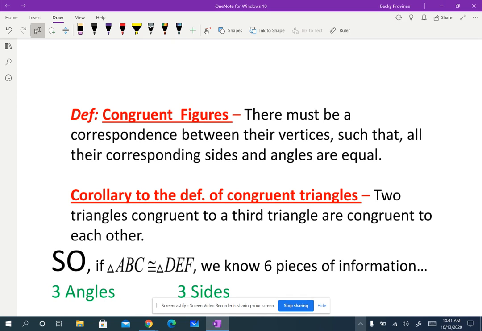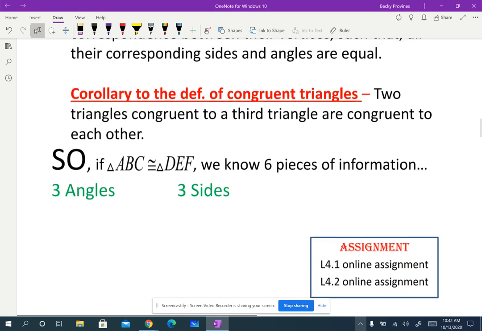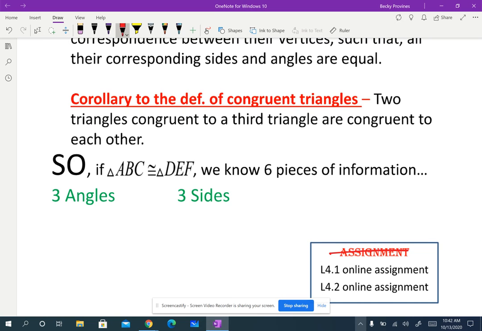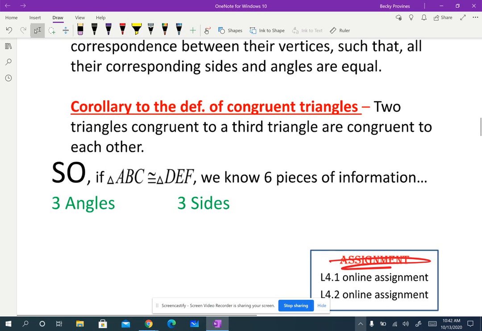All right, corollary to the definition of congruent triangles. If two triangles are congruent to a third triangle, then they are congruent to each other. So this is like the substitution property, but with triangles. So keep in mind, don't spaz out. You're not doing both today. I sure hope my pen holds up.